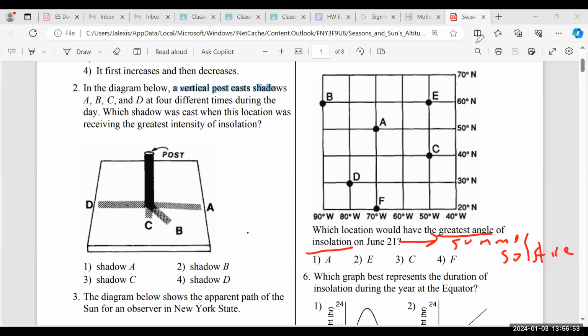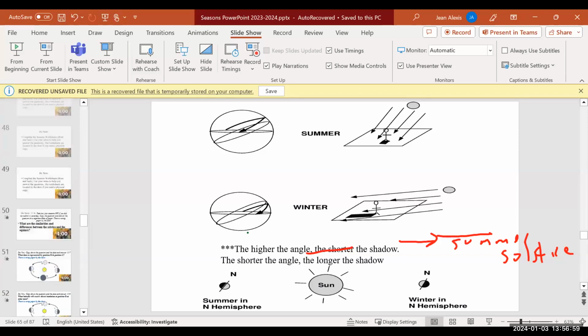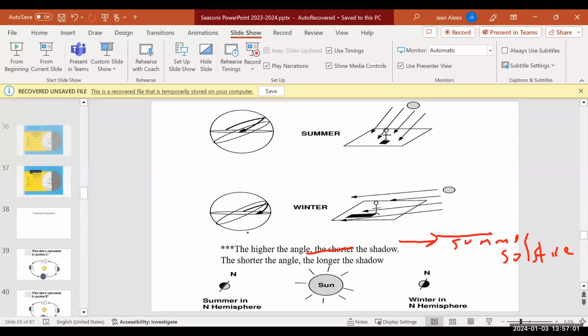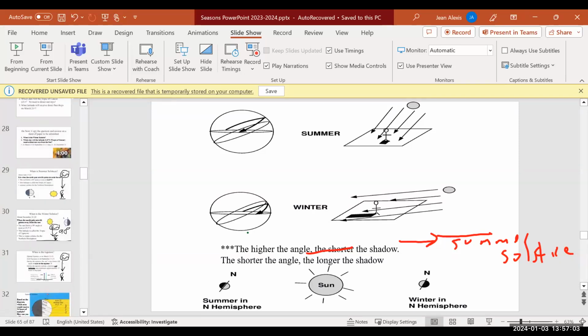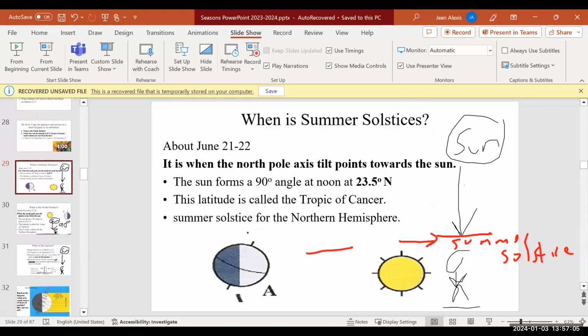Well, when I go to my season notes, there's something very special about the summer solstice. And what do I know about the summer solstice? If you take a look right here, it tells us that during the summer solstice, the sun is directly over your head at a 90-degree angle at what latitude?